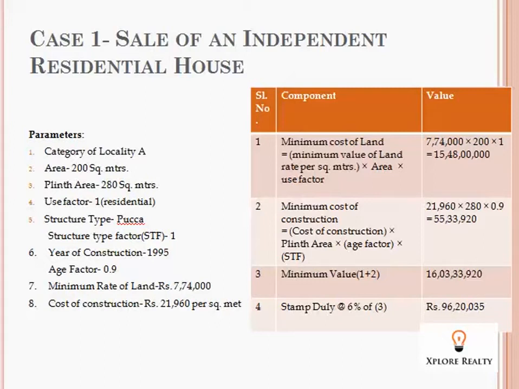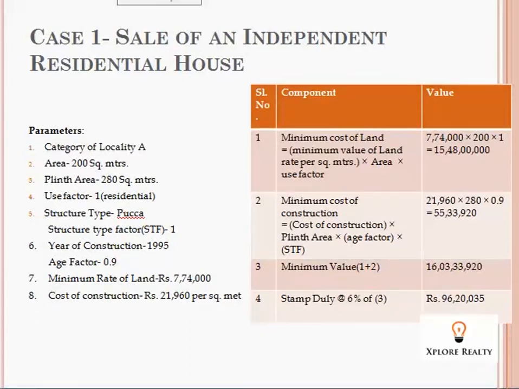Structure type is pakka. Structure type factor, STF, is 1 because for a pakka construction the STF is 1. Year of construction is 1995, which is between 1990 and 2000, so the age factor is 0.95. Minimum rate of land is 7,74,000 rupees, which is the circle rate of A category, and the cost of construction in A category we are taking 21,960 rupees per square meter.